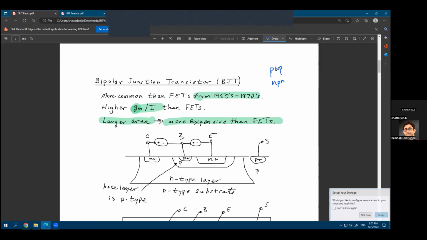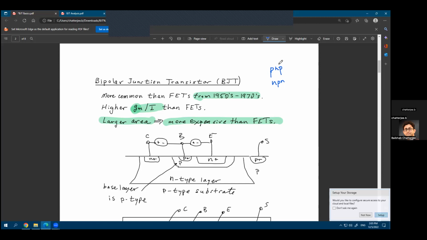The three regions in a BJT are called emitter, base, and collector. Just like in a MOSFET, they are called source, gate, and drain. For BJTs, they will be called emitter, base, and collector. And the way the BJT behaves or operates is also a little bit different.